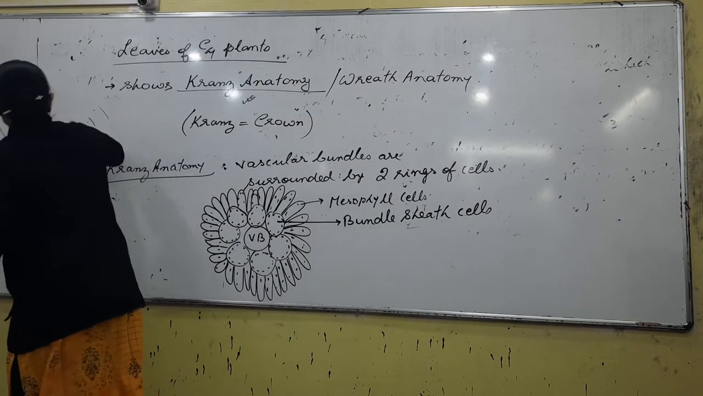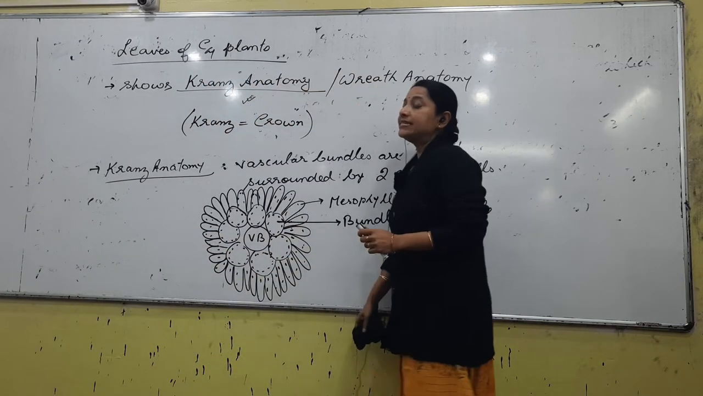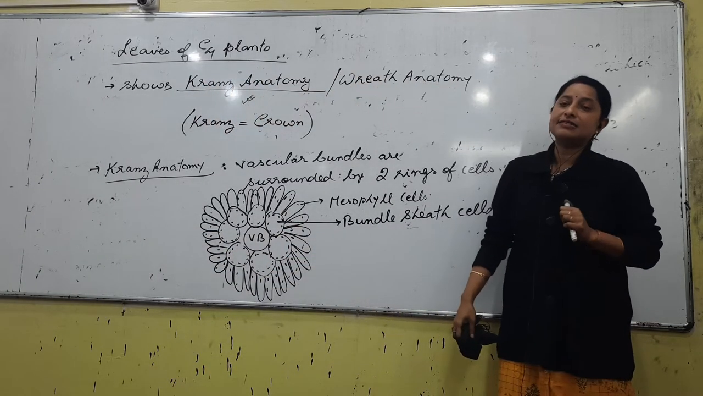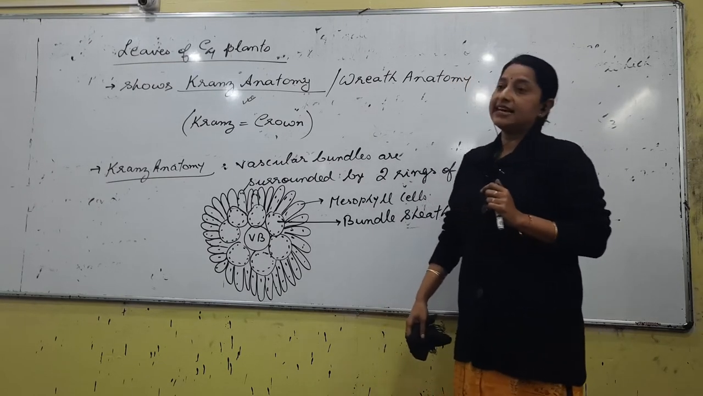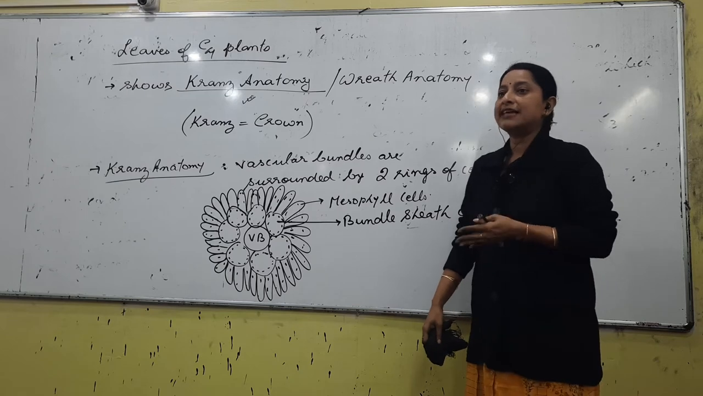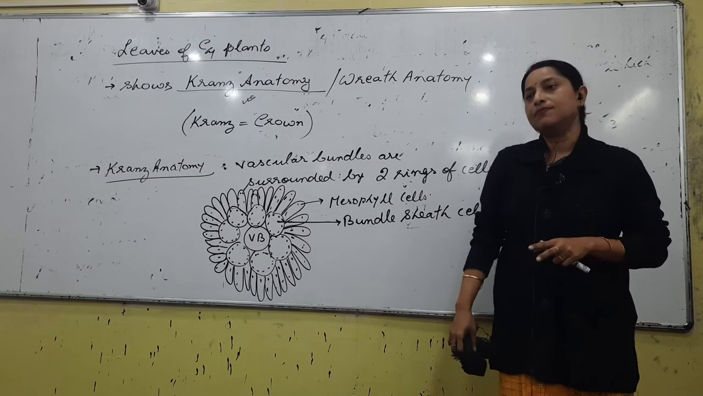Okay, talking about C4 plants, or the leaves of C4 plants, we get a special type of anatomy, and that anatomy is called Kranz anatomy. So the question is, presence of Kranz anatomy is a characteristic of which cycle or which plants? Presence of Kranz anatomy is a characteristic of C4 plants.